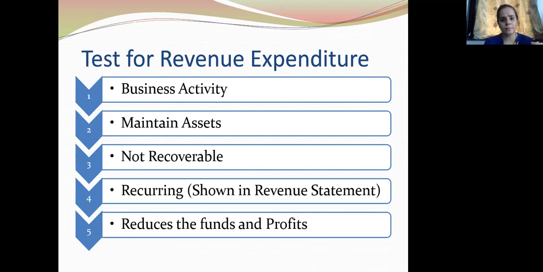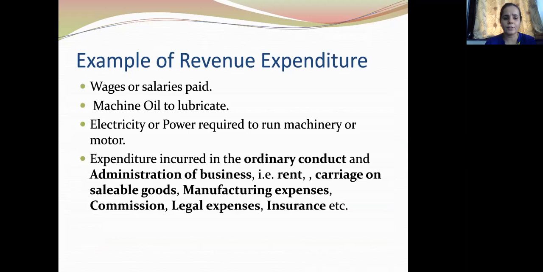Most important, student, these types of expenses, I mean revenue expenses, are shown in the revenue statement. The revenue statement means either the debit side of the trading account or the debit side of the profit and loss account. And the last test for revenue expenses is that it reduces the funds or profits of the company, because the company has to pay from its own pocket, and once it is paid, that cash or amount is not coming back. So it will reduce the funds of the company. Let us see more examples. Apart from what I have said, we can discuss more examples of revenue expenditure.